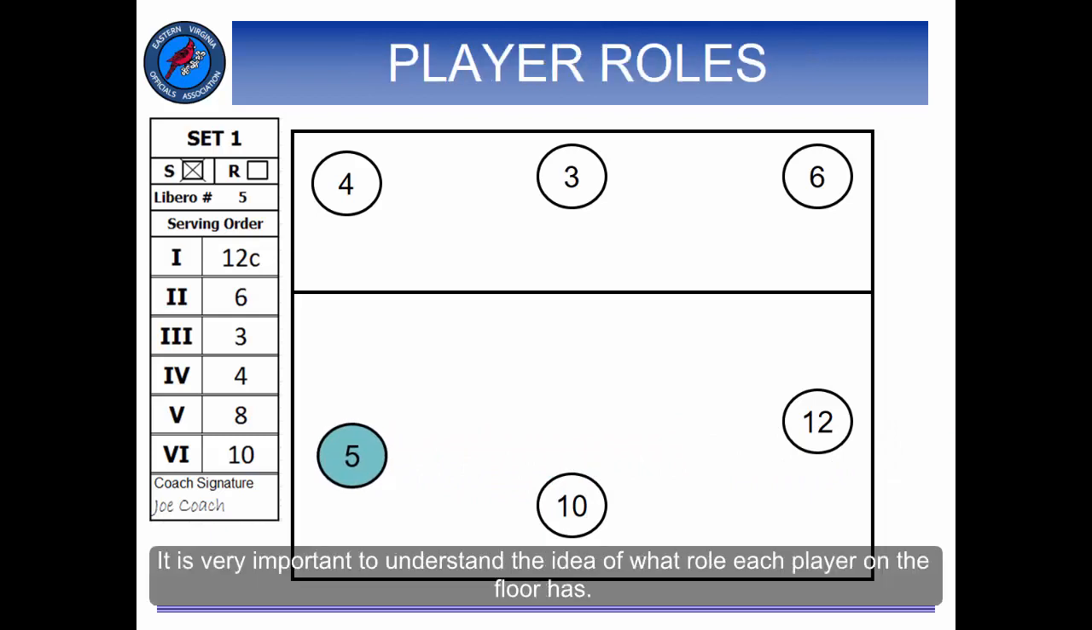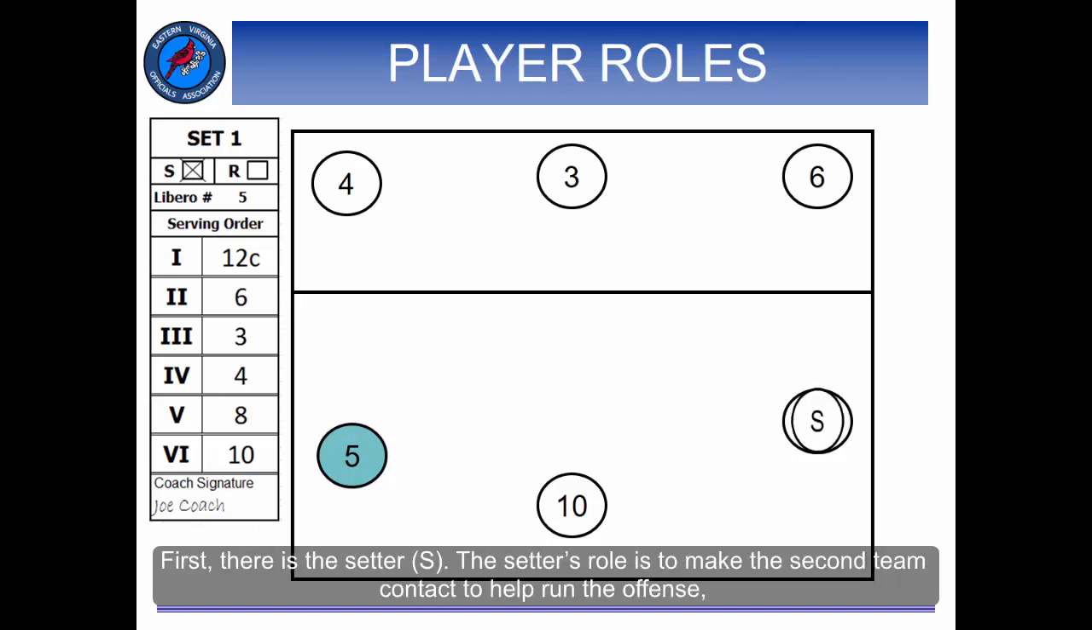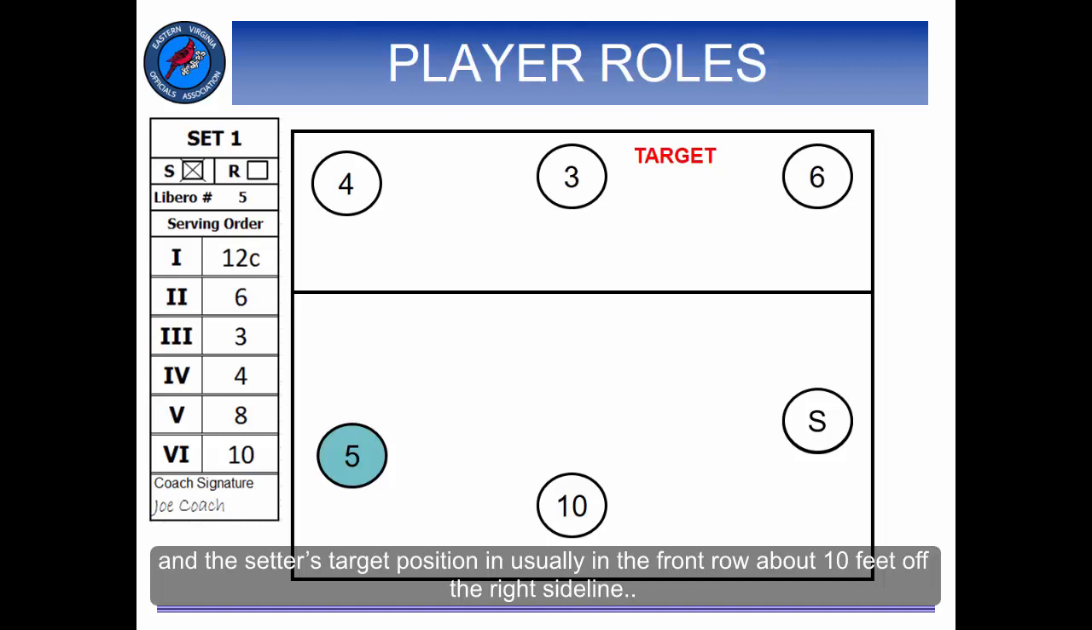It is very important to understand the idea of what role each player on the floor has. First, there is the setter. The setter's role is to make the second team contact to help run the offense, and the setter's target position is usually in the front row about 10 feet off the right sideline. 3 rotations away from the setter is the opposite side hitter, also known as the right side hitter.